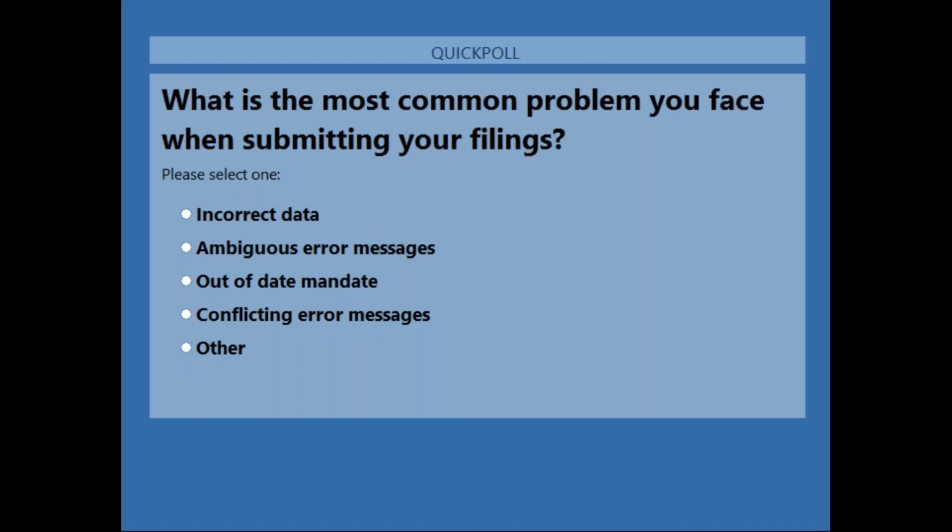Okay, so before we move on to specific examples of filing errors that you might receive and how to deal with them, we'd like to take a short poll. So you will see a question flash up on your screen in just a moment if you haven't already got it. Okay, so the first question is, what is the most common problem you face when submitting a filing? Is it incorrect data, ambiguous error messages, an out-of-date mandate, conflicting error messages, or something else? Just click the answer that you'd like to submit on the screen. I'll give you a few moments to do that.